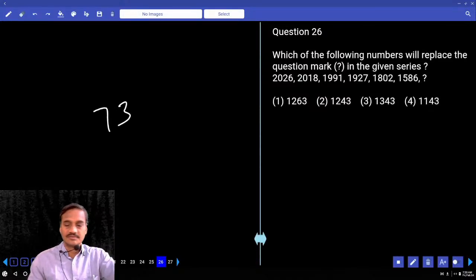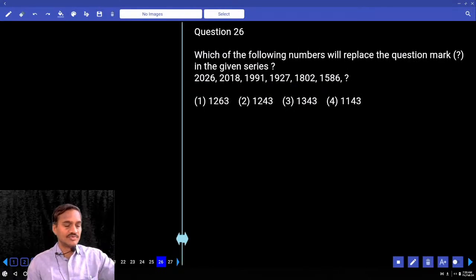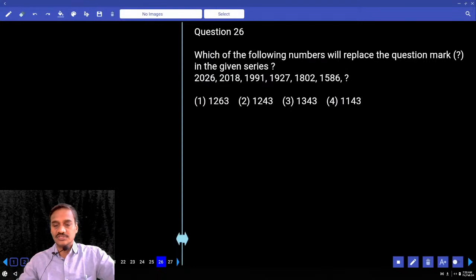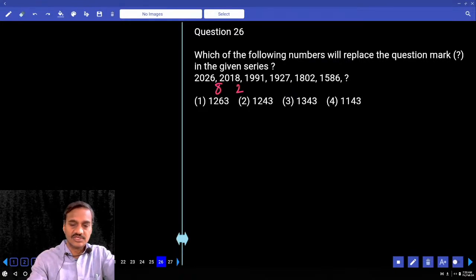73 CHSL. Then coming to question number 26, the reasoning section, questions 26 to 50. The first one: 2026 and 2018. Now tell me what is the difference between these two. 8. And the next difference is 27. What are these two numbers, 8 and 27? Cubes. 2 cube, 3 cube.